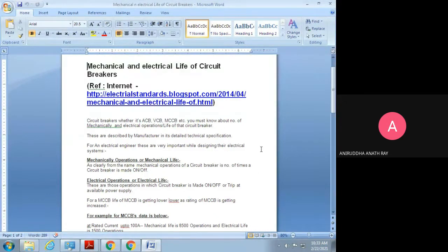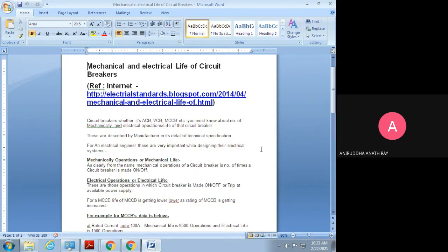First, mechanical operations or the mechanical life. As is clear from the name, mechanical operations of a circuit breaker are, when I say mechanical operations or mechanical life, okay?